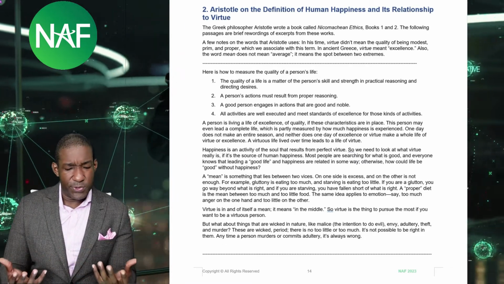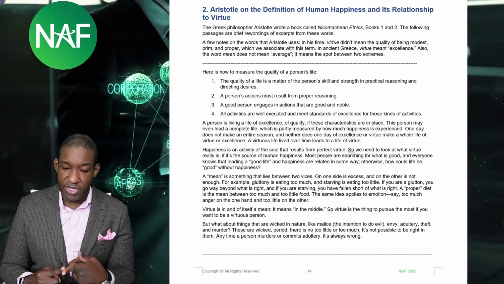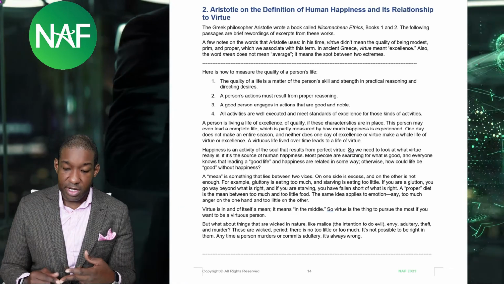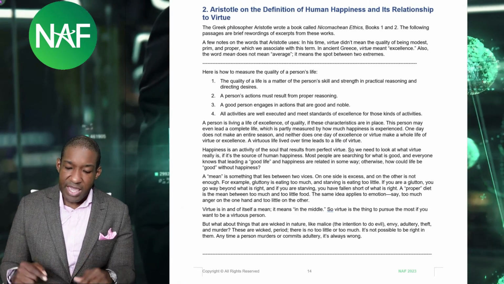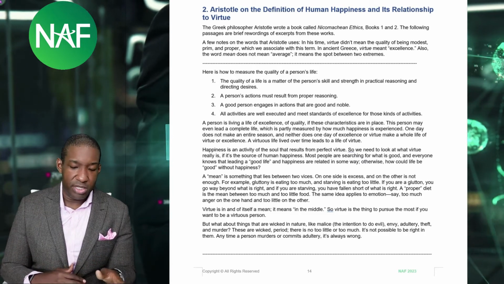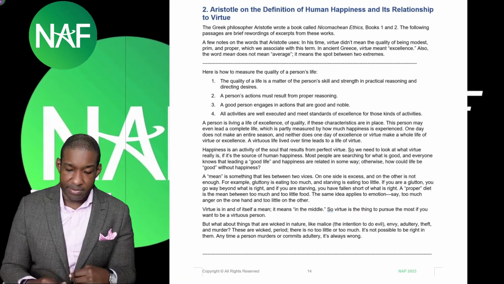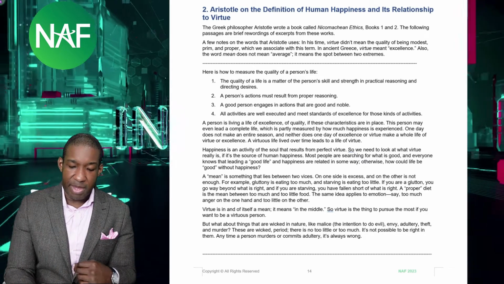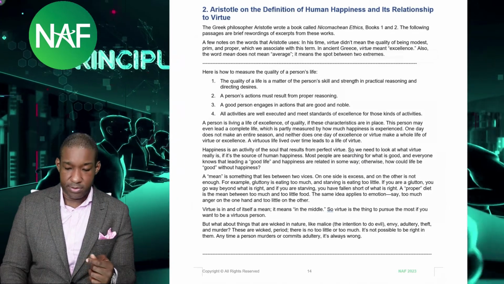But what about those that are wicked in nature, like malice, the intention to do evil, envy, adultery, theft, and murder? These are wicked, period. There is no too little or too much. It is not possible to be right in them. Anytime a person murders or commits adultery, it's always wrong.